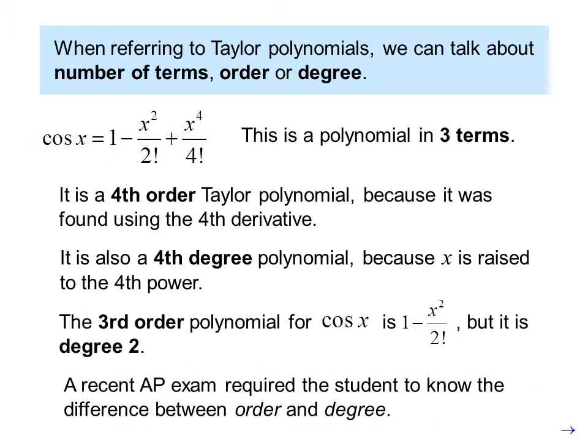A recent AP exam required the student to know the difference between order and degree. The test didn't ask the question directly, but it did ask for a polynomial of a specific degree. Students who misinterpreted the question attempted to find a polynomial with that specific order rather than degree, resulting in additional work, time wasted, and an incorrect answer.